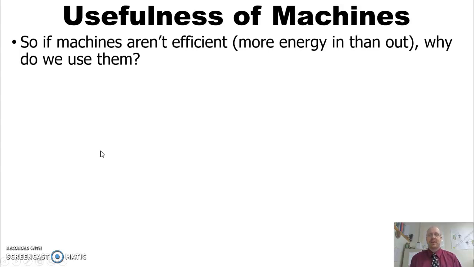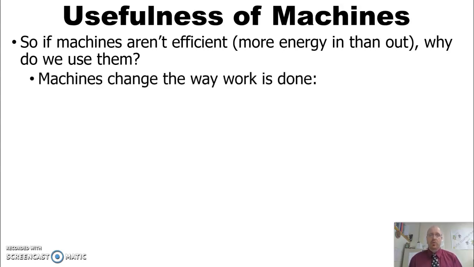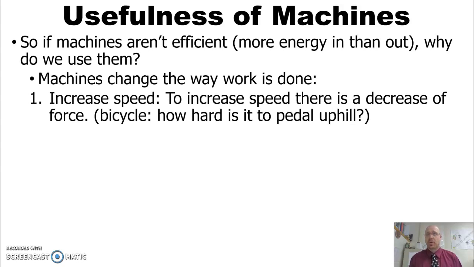So if machines aren't that efficient, in other words, it takes a lot of times more energy to put in. We put way more energy in than we get out. Why do we use them? And like I said before, we use them because it changes the way work is done. We put a light amount of force in, we get a lot of force done. There's a trade-off here, and that's why we use machines. Machines change the way work is done.